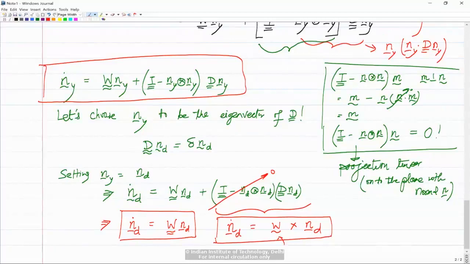This is another motivation for calling big W a spin tensor. And you had seen the first motivation was when you find that this big W for rigid body motion was indeed the angular velocity. So I hope you are perfectly fine with this.